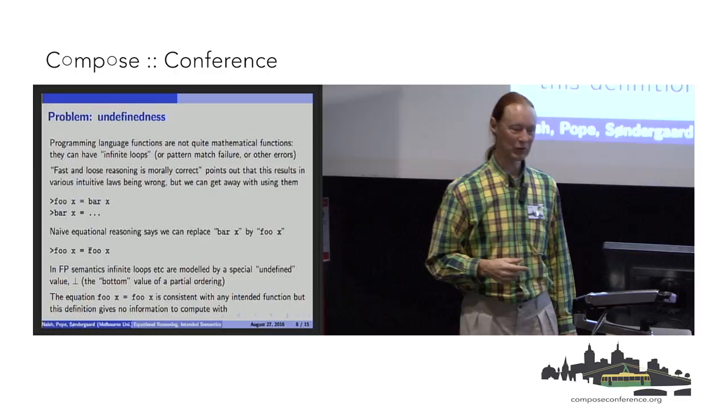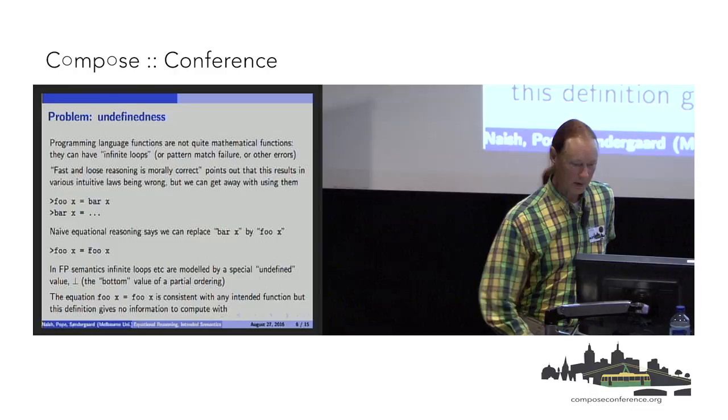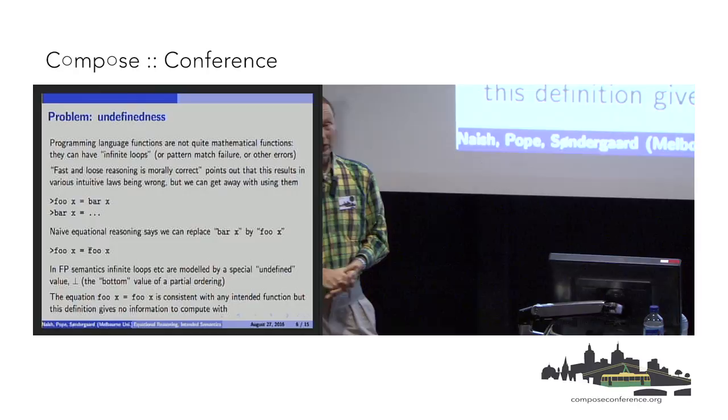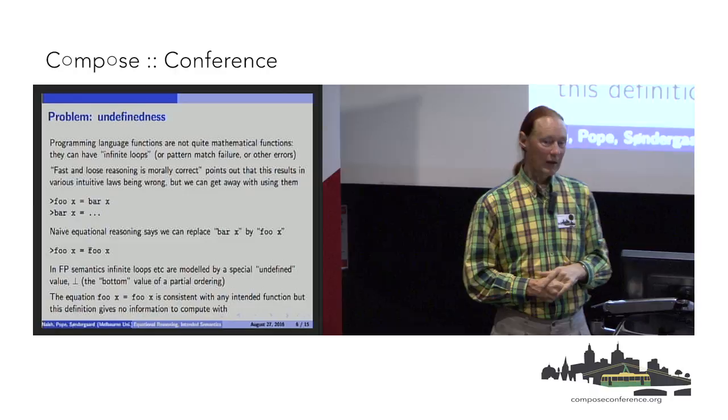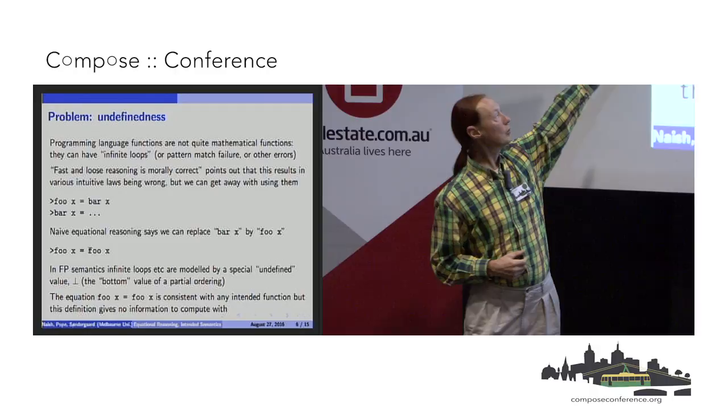So what sort of things can happen? What can go wrong if you use this sort of naive view of equational reasoning? Here's some very simple code for foo of x equals bar of x, and we don't care how bar of x is defined. With this very naive view, we can say, well, bar of x and foo of x equal each other, so we can replace one by the other. If we do that in the definition of foo, we get foo of x equals foo of x, which isn't going to compute much.